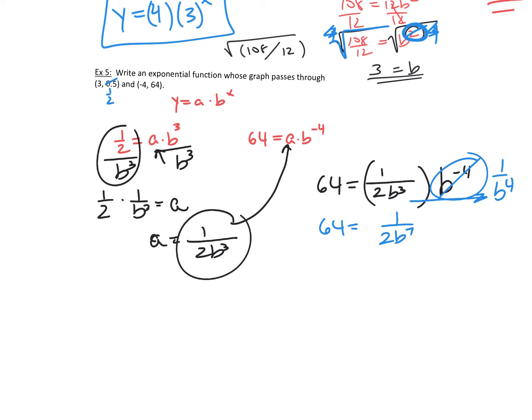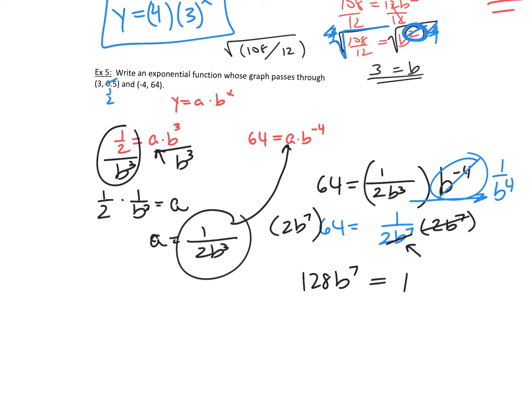Remember, your goal is to isolate b. So we're trying to get this b by itself. Right now it's in the denominator, so I'm going to clear out this fraction. I'm going to multiply by 2b to the 7th, and then multiply on the other side by 2b to the 7th. So I now have 1 on the right side, and then 64 times 2 is 128. So I have 128b to the 7th. I still haven't isolated b, but I did get it out of the denominator. That was why I did that first step.